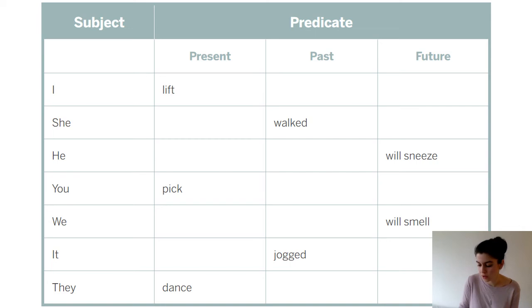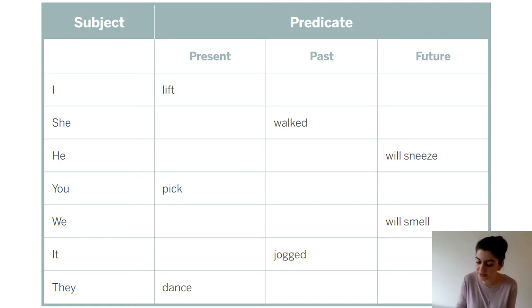Last one, we have the subject they. They give us the verb dance. They dance in the show. Let's turn this into a past tense verb. This one already ends with an E, so we only have to add one of the letters to make that past tense ending. We get danced. They danced in the show.